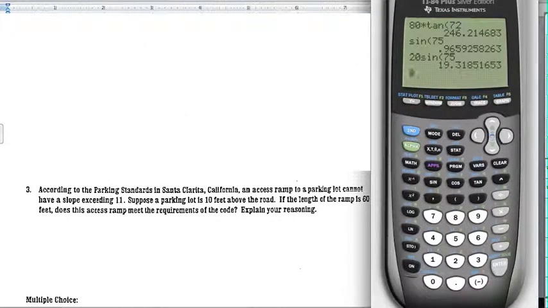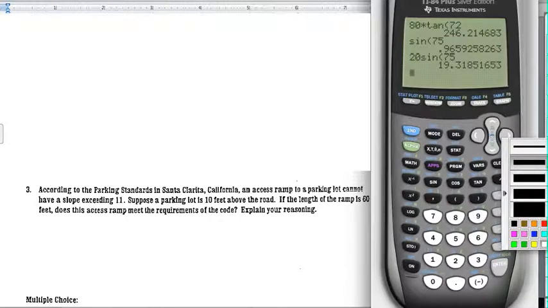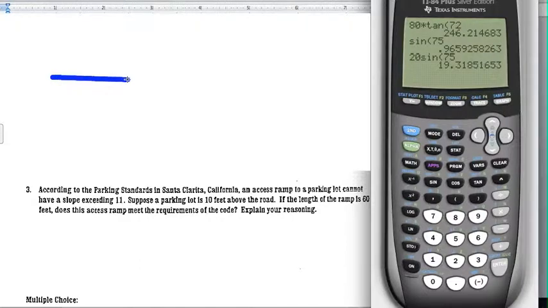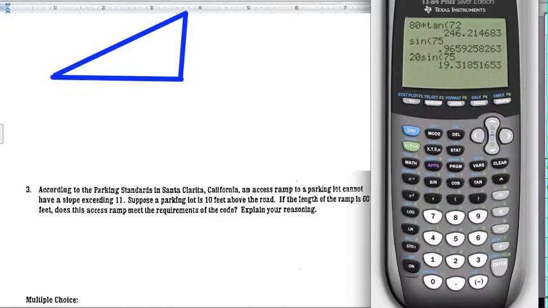And let's go ahead and draw our picture, because this problem is going to be about right triangles. Let's draw the triangle this way. I don't think it matters too much. I know that's not the best looking right triangle, but let's say that the right angle is right there.